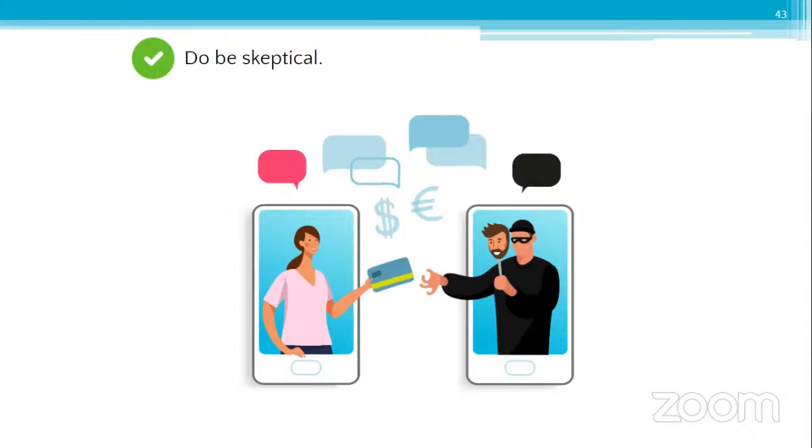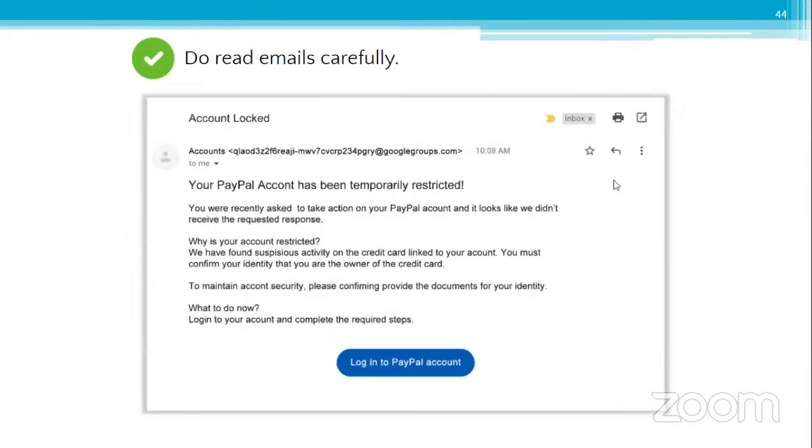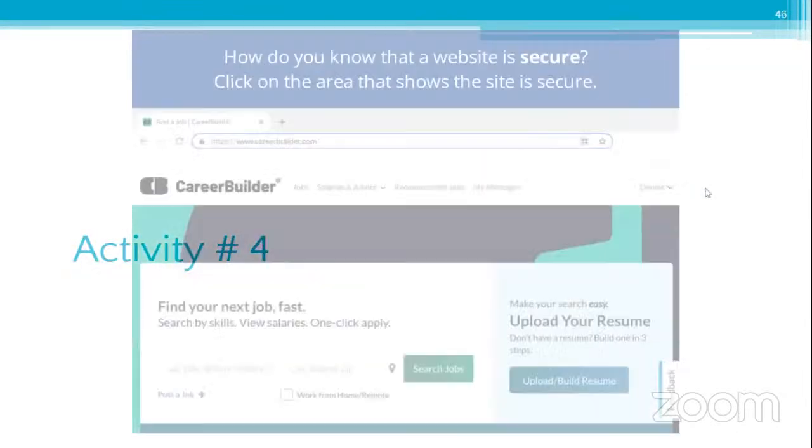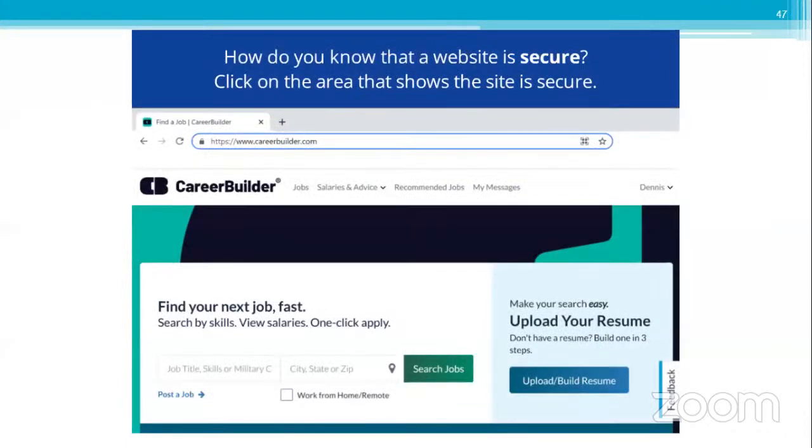Next. We have our fourth activity now. Yes, so guys, that is it. Make sure that you be skeptical, read emails carefully, click away from the email or from the message and do your own research, look up information and see that you are dealing with something that is legitimate.